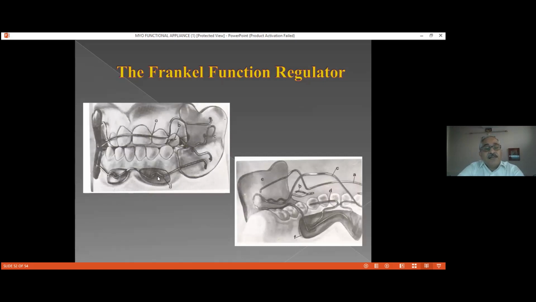It has an additional advantage of having the lower incisal pads, or you can say the labial pads, which eliminate the forces of the lower lip and let the lower jaw be brought forward, along with the desired changes which can occur by means of the functional regulator appliances. Now if you appreciate the F component, this F component is a very important component as far as the sagittal positioning of the mandible.